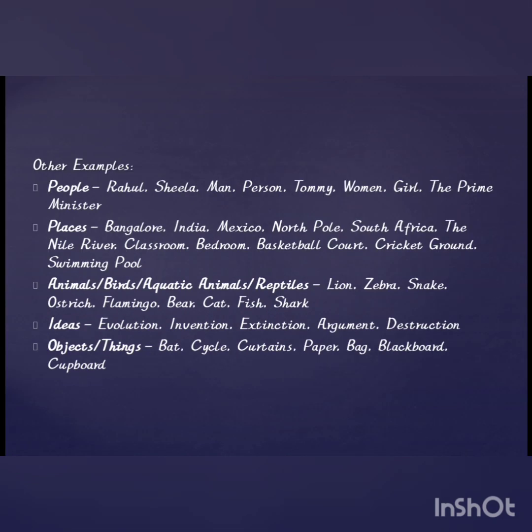Coming to the other examples I have given here, just have a glance. I have given a few names of people and a few names of places like Bangalore, India, Mexico. And then I have given a few animal names, and here a few ideas and the names of a few objects and things. All these are additional examples for a noun.